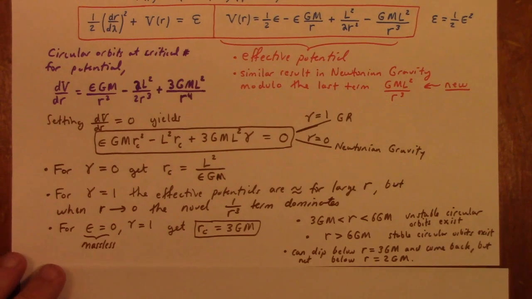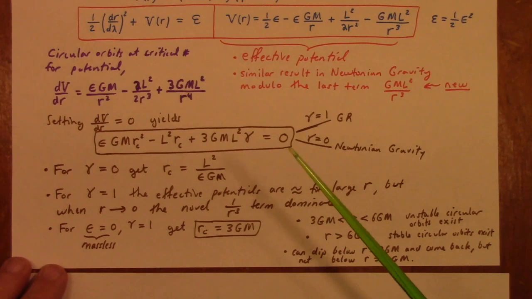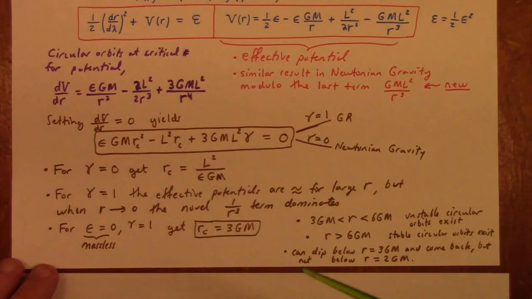Some interesting comments, right? For gamma equals 0, you get the classical circular orbit predicted by Newtonian gravity, angular momentum squared divided by GM. It's kind of funny interpreting this. He says, well, if epsilon equals 0, that gives you infinity, right? And that's because photons aren't gravitationally bound in Newtonian gravity. Then he has a paragraph where he says it's debatable, it depends on how you approach it.